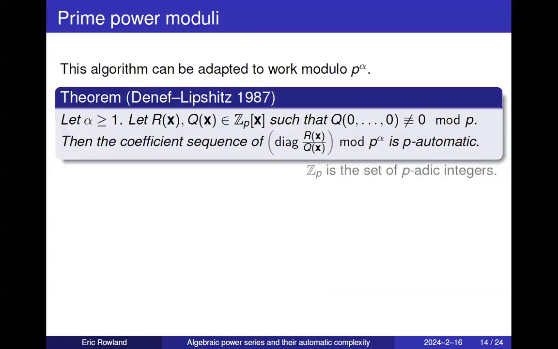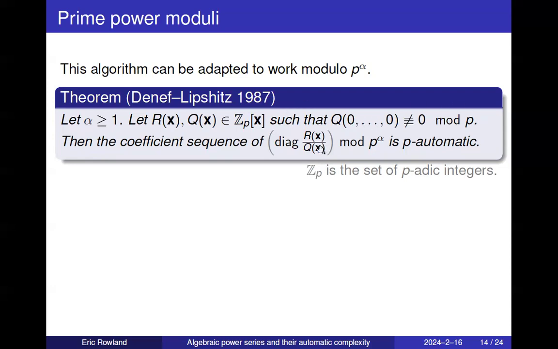Okay, so that is all mod p. And there's a result that says you can also do this modulo p to the alpha. I'm not going to go through the details, but it's a variant of what we just showed. So this is a result of Denef and Lipschitz from 1987. They actually gave two methods in their paper. And the second one, which is kind of buried in a remark at the end, turned out to be much more useful computationally. So that's the one we're using here.